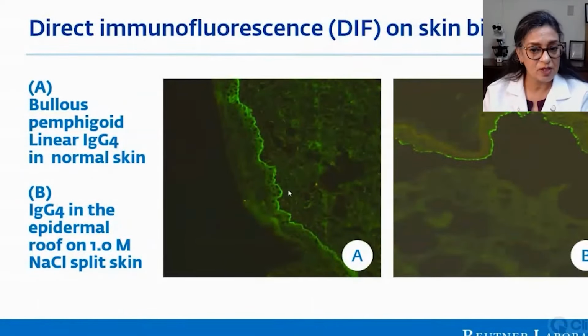So this specimen was placed in normal saline for 24 hours, then taken out and processed again for IgG4 by DIF. And this revealed immune deposits on the epidermal roof, indicative of lamina lucida type of autoimmune blistering disease, or the bullous pemphigoid group.